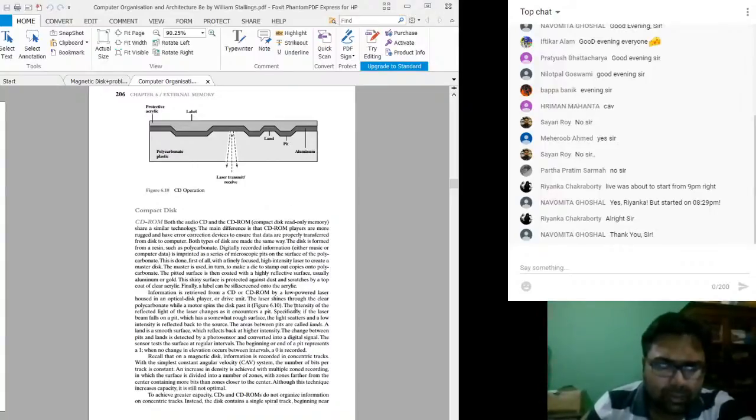So what happens is, this low powered laser will hit the surface of the CD-ROM, and whenever it encounters a pit, there will be a change in the light which is getting reflected from this surface. Based on this, information is read from the CD disk. And if it falls on the plain surface, which is known as land, the light is reflected evenly, so there is no problem with this.